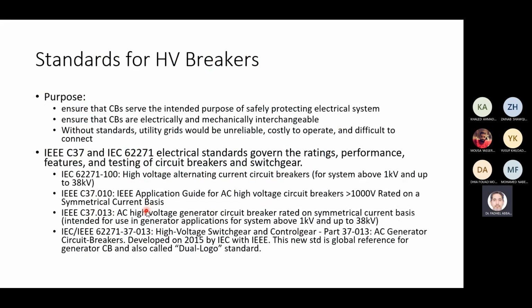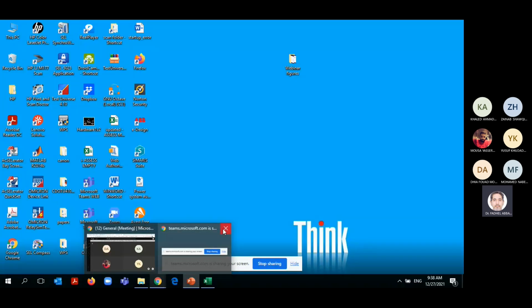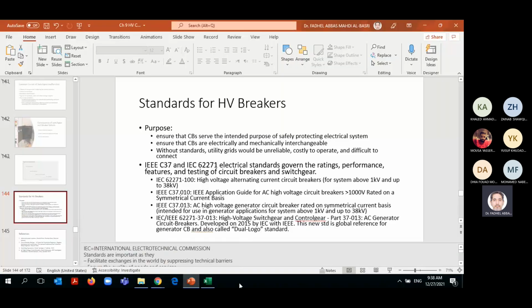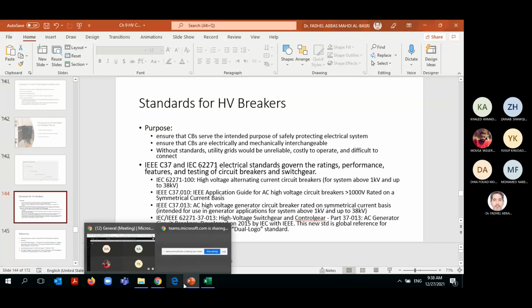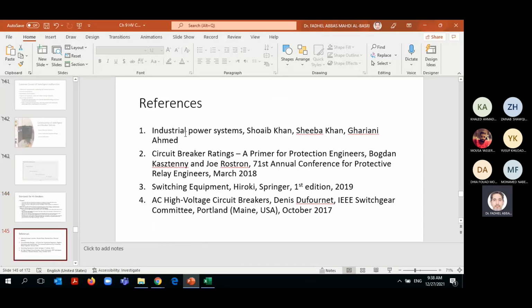With this, I would like to close this chapter. I will send you the slides to see the other examples. And are there any questions, Shabab? And these are the references I have referred to, the standards and some books, and I referred to the manufacturers' data sheets of circuit breakers.